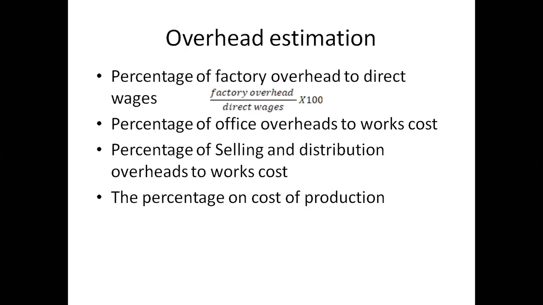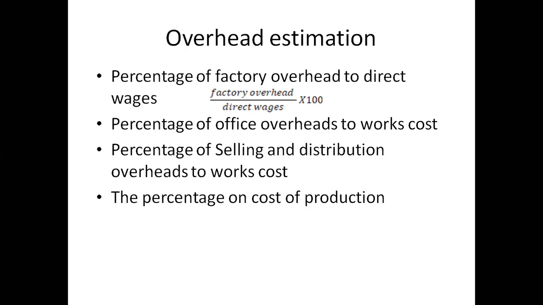The first one is the percentage of factory overheads to direct wages. This is a formula: factory overhead divided by direct wages, into 100. The factory overhead is the numerator, and the direct wages go in the denominator. Then you multiply with 100, because percentage means you have to multiply with 100.